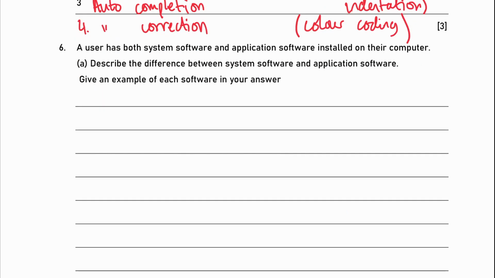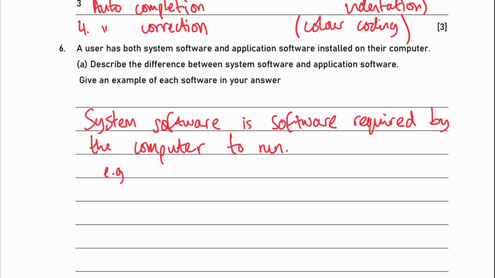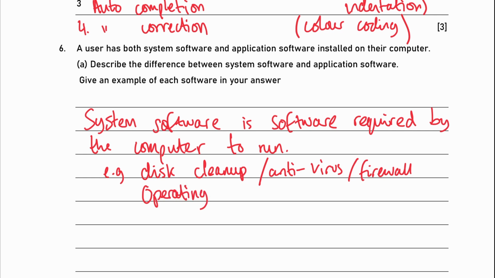Question 6. A user has both system software and application software installed on their computer. Describe the difference between them, giving an example of each in your answer. Well, first and foremost, system software is software that is required by the computer to run. So things like disk cleanup or even antivirus software. You could also mention firewalls, but basically software that keeps your computer running as it should, or you could even say the operating system itself. As we already discussed, this is the fundamental piece of software that you need.